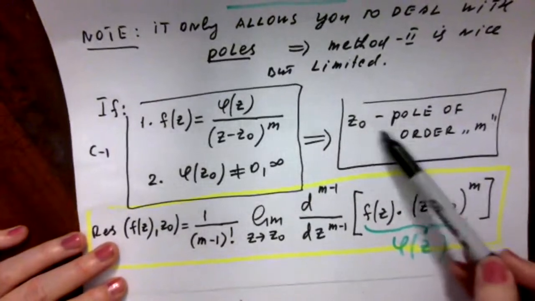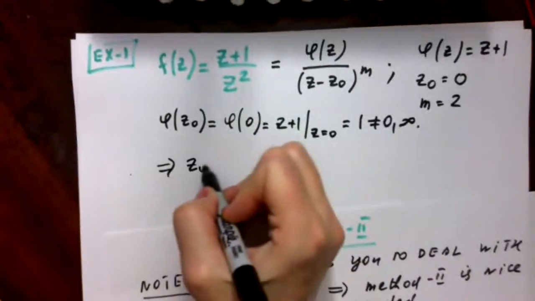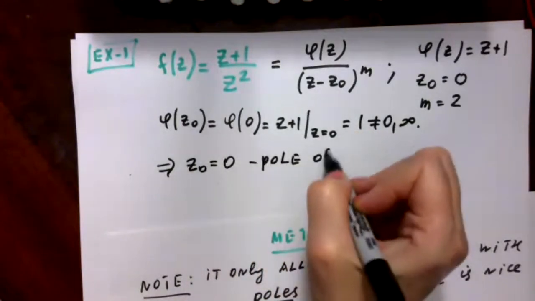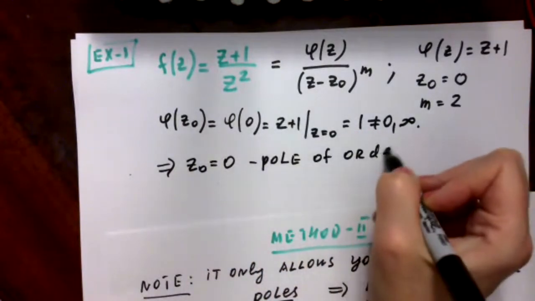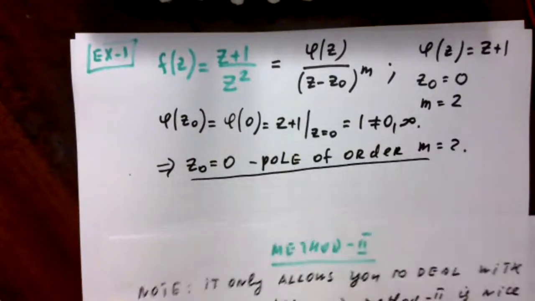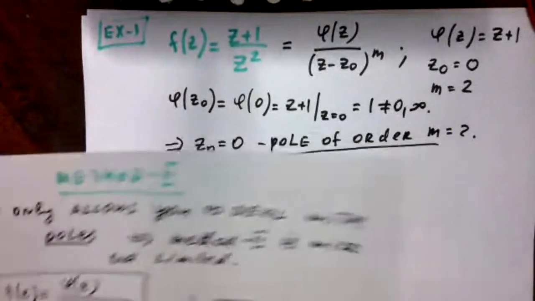So our z0, which is 0, is a pole of order 2. Look at this, how quickly we managed to do it. So a pole of order m equal to 2, that's it. We managed to cope with the first task relatively easily.